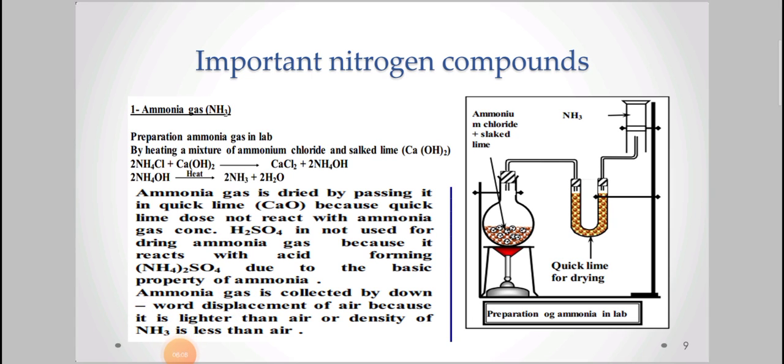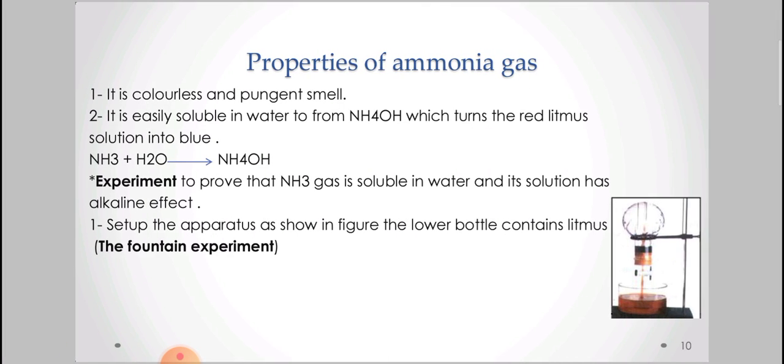Due to the basic property of ammonia, ammonia gas is collected by downward displacement of air because it's lighter than air: the density of NH3 is less than that of air. Properties of ammonia gas: it is colorless with a pungent smell. It is easily soluble in water to form NH4OH, which turns red litmus solution blue.